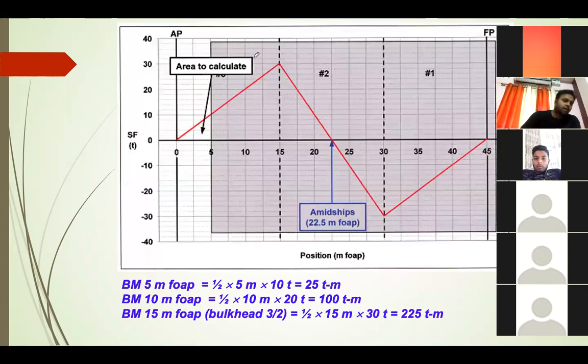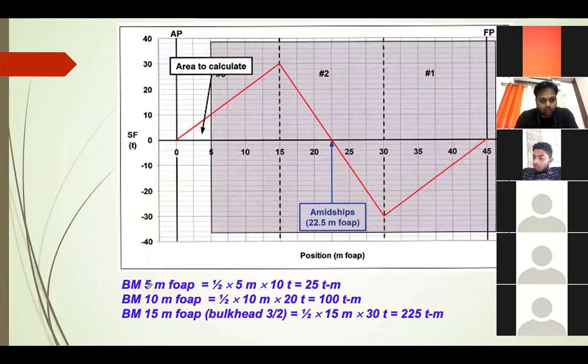So again, for finding out bending moments, we'll be using the same shearing force curve which we have got, and we'll be finding out the areas. This is the shearing force curve which we have already done. Now again, at 0, it is going to start at 0 value. So for BM, bending moment at 0 will be 0.